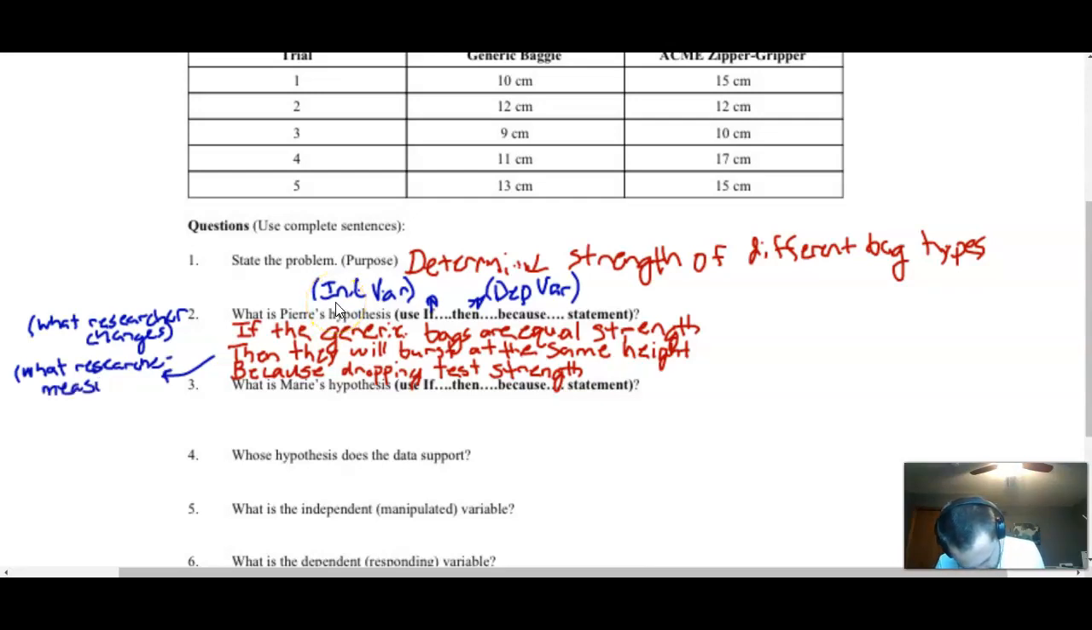Sorry, this app glitches sometimes. So what the researcher measures, well, in this case, they have these different burst heights here. So they measured the height that the baggies burst at. So if the generic bags are equal strength, then they will burst at the same height because dropping tests the strength of the bags.